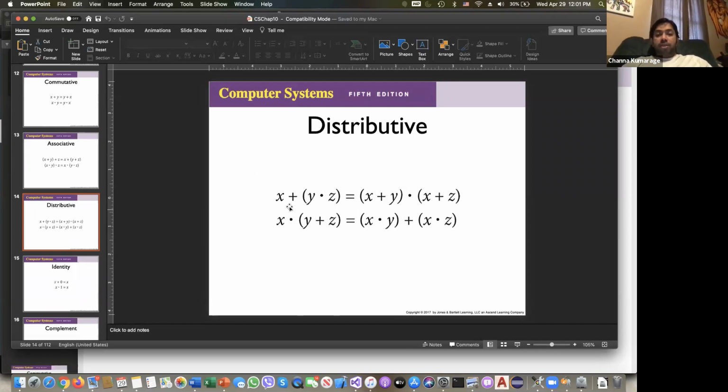Distributive theorem. So x multiplied by the parentheses is equivalent to multiplying x with what is inside the parentheses. So x multiplied with y, x multiplied with z, this gives you that.